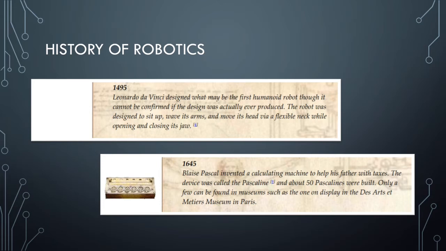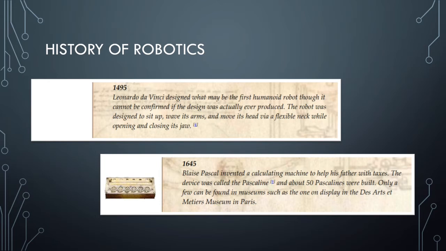Shortly after that, in 1645, we have a much more concrete example, so something beyond drawings, something a little more complex than an odometer. Around 1645, Blaise Pascal invented a calculating machine. So his father did taxes, was most likely an accountant, and there were only 50 of these built, but you can still find some of these in museums today.